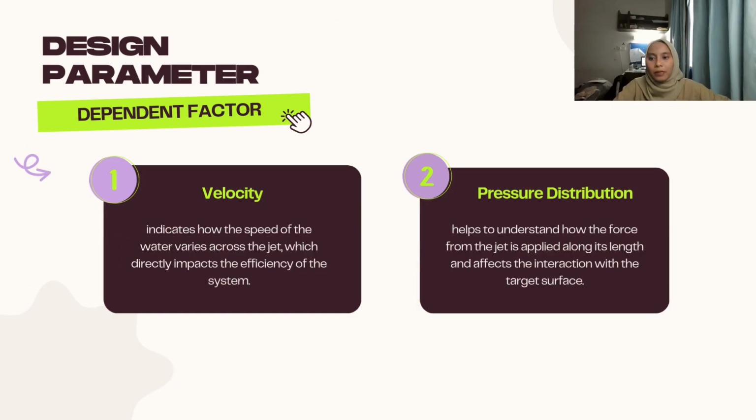The dependent parameters in the study are velocity and pressure distribution. Why I choose velocity? Because velocity indicates how the speed of the water varies across the track, which directly impacts the efficiency of the system. Second is pressure, because pressure helps to understand how the force from the jet is applied along its length and affects the interaction with the target surface.